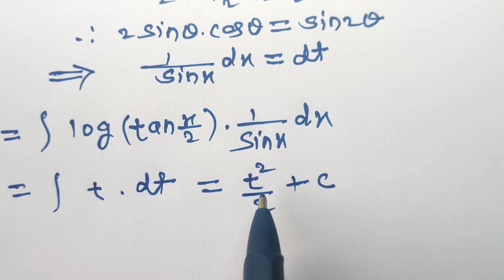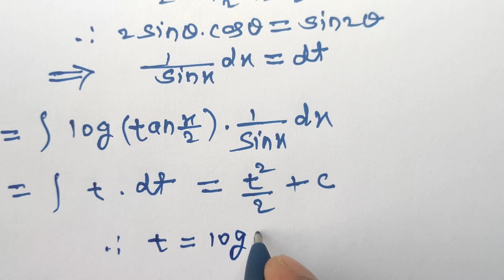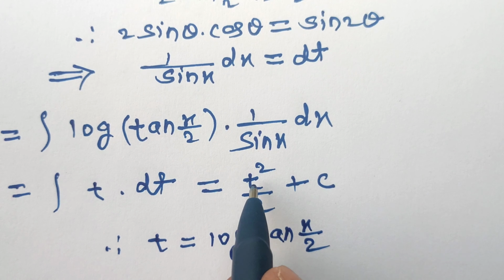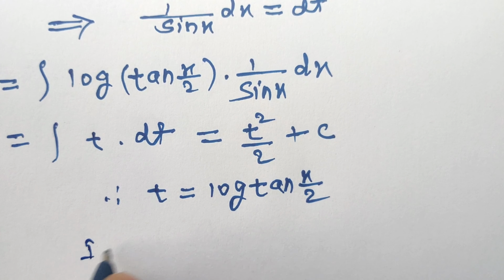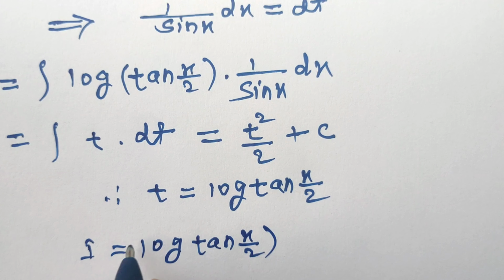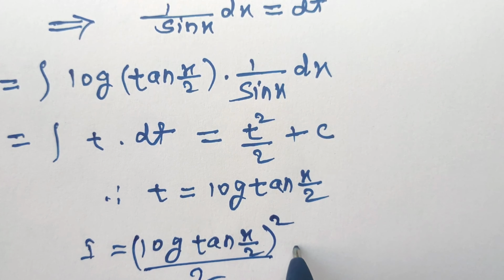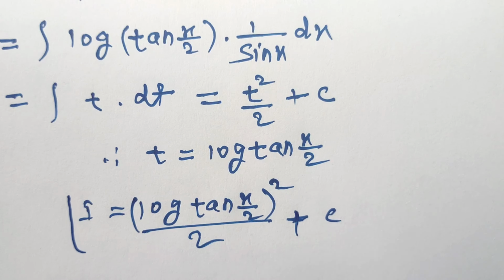But the old variable is x and our assumption is t is equal to logarithm of tan of x upon 2. So replace t by log of tan of x upon 2 here. Hence, I is equal to log of tan of x upon 2, its square, divided by 2 plus integral constant c, and this is the value of the given integral.